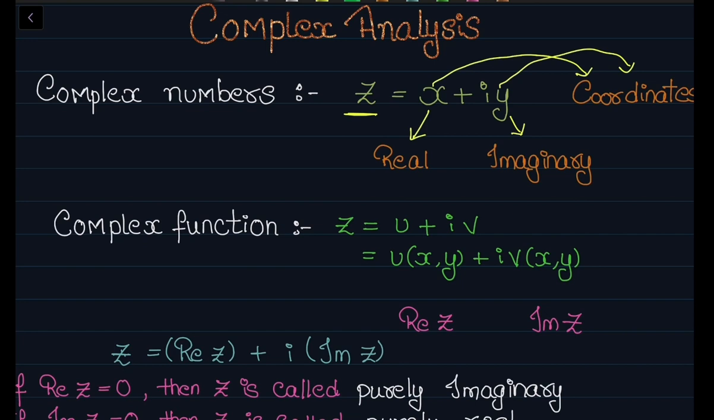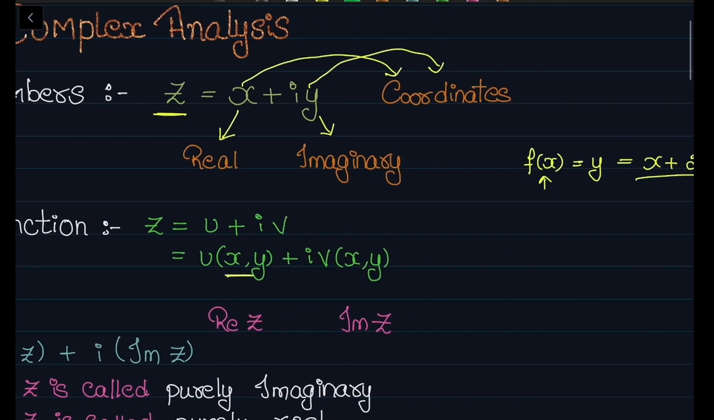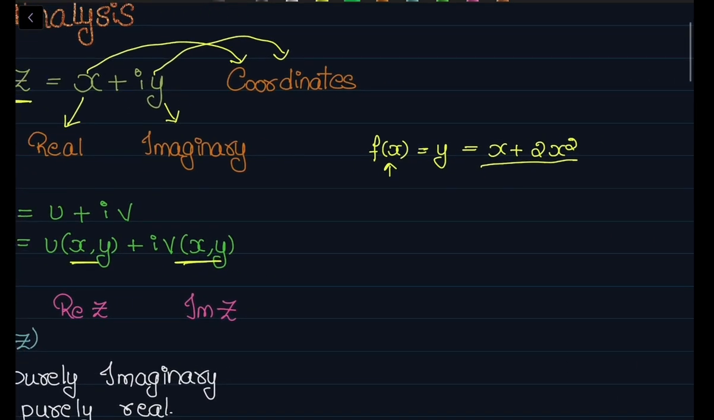A complex function is the sum of two functions, that is u plus iota v. So the function which is in the form u plus iota v, where u is a function of x and y. It means u will be a function of x and y, and v is also a function of x and y. What is the meaning of u being a function of x and y?